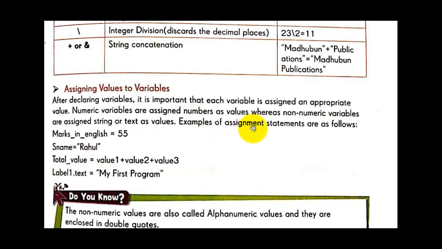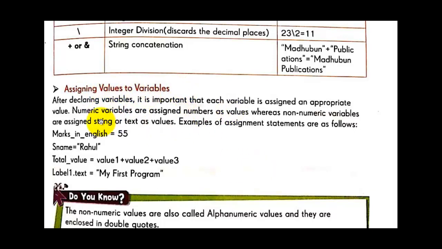Examples of assignment statements are as follows: marks_in_English equal to 55. Then SName equal to "Rahul". Rahul is a string, so it is given in double quotation marks. Marks is a number, so it is a numeric variable, while this one is a non-numeric variable. Then total equals value1 plus value2 plus value3; it is also a number, so it is a numeric variable. Now Label1.Text equal to "my first program" is a non-numeric variable as it is written in text. These are for assigning values to variables.